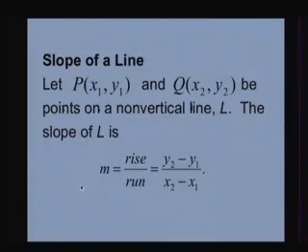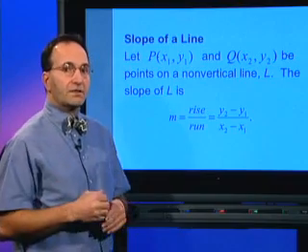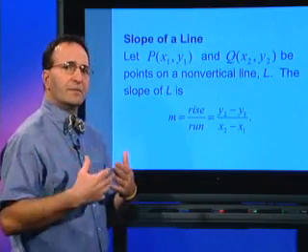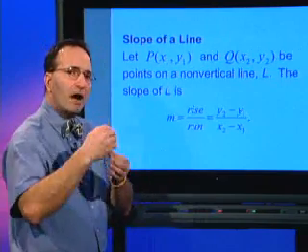The slope of a line: let the point P be x sub 1, y sub 1, and the point Q be x sub 2, y sub 2, and they are points on a non-vertical line L. Then the slope of the line L, we use m to represent the slope, is equal to what we call the rise over the run, which is equal to delta y, which is y sub 2 minus y sub 1, divided by delta x, which is x sub 2 minus x sub 1. Now, notice that the increments in the y direction is divided by the increments of the x direction, and that's where we get rise over run.